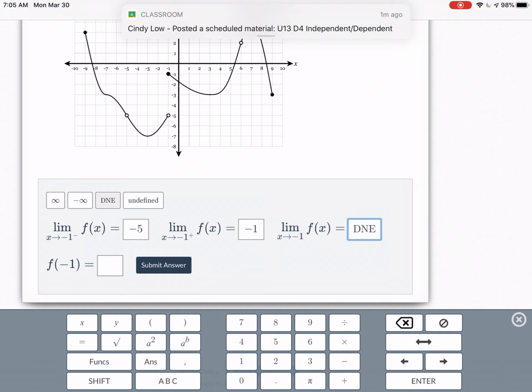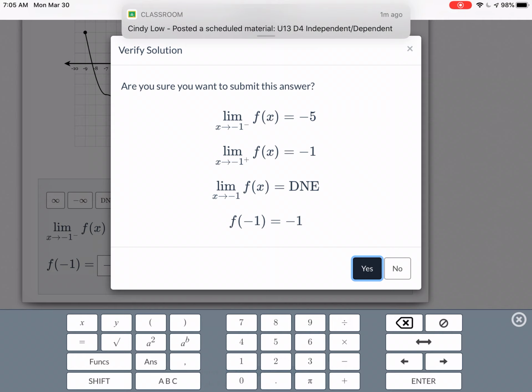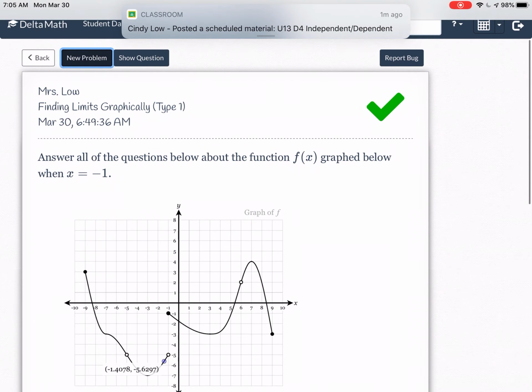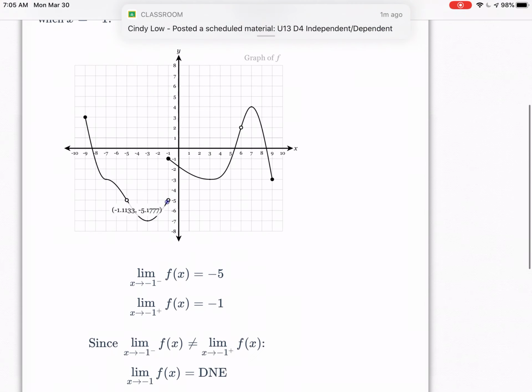And now f of -1. Is there a function value for -1? There is, it's -1. But I did want to point out to you, say both of those circles were open at -1, then you guys would choose undefined right there, just like we saw in the lesson. Okay? And then submit your answer. So you will have a question like that on your test.